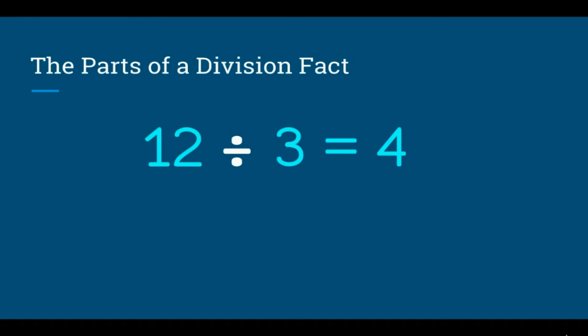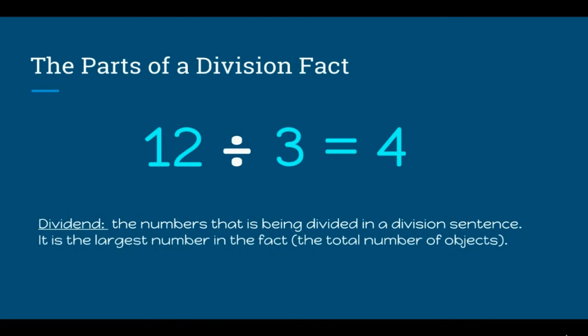So let's start with the parts of a division fact. The first part you need to know is the dividend. The dividend is the number that is being divided in a division sentence. It is the largest number in the fact, and it represents the total number of objects you're starting with.